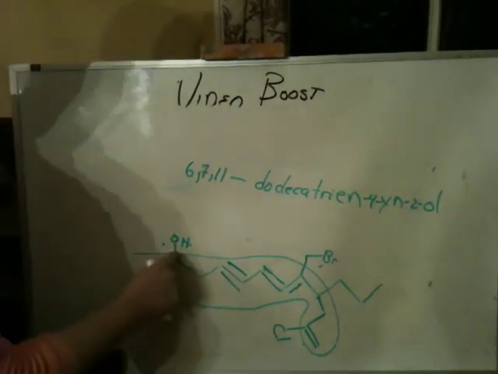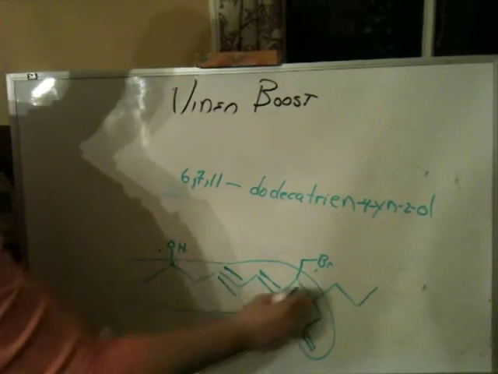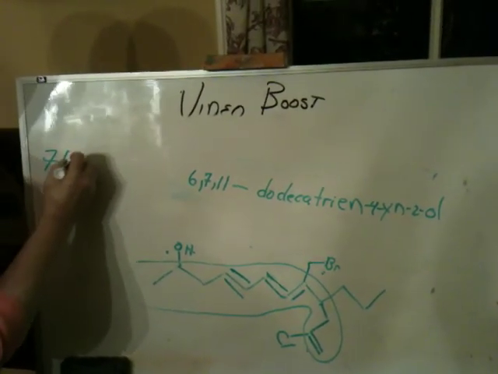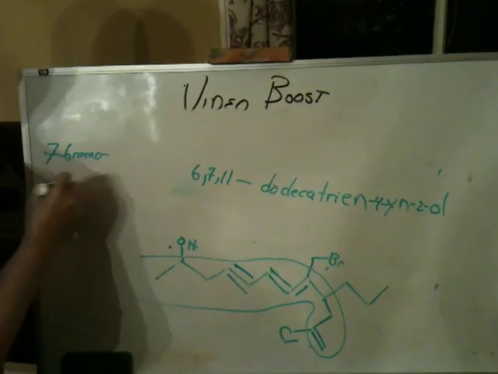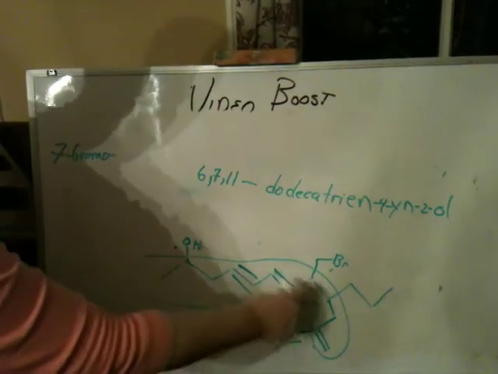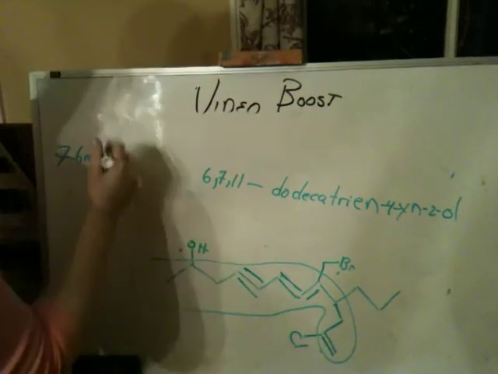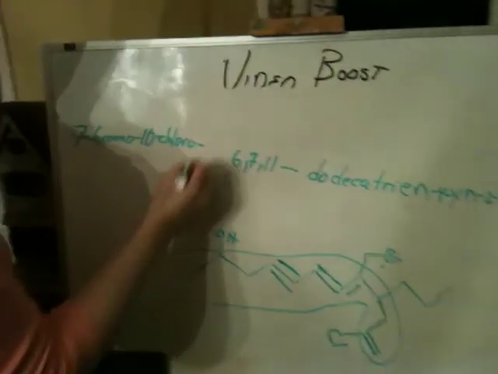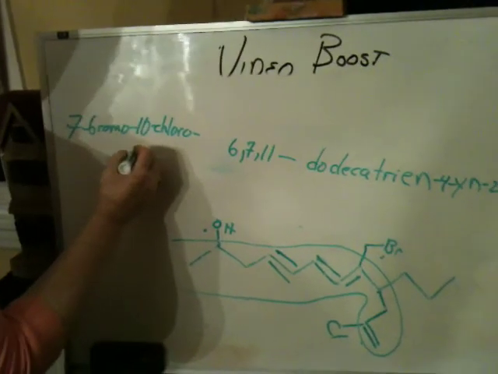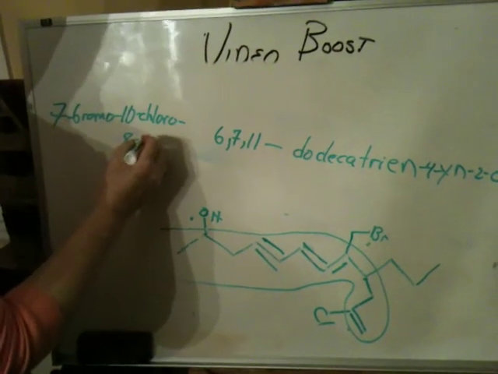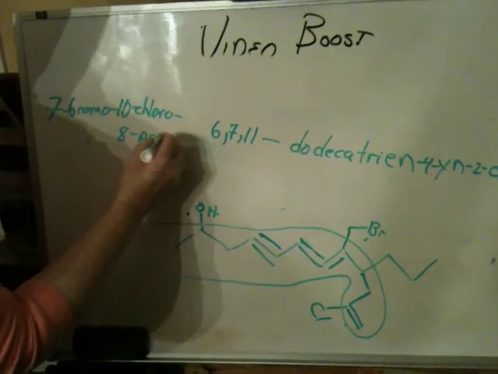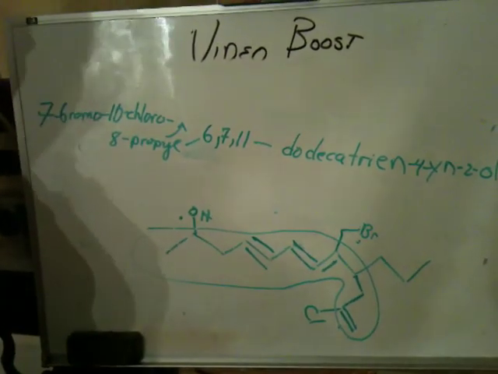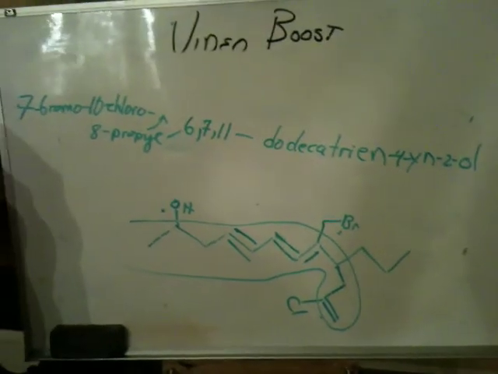Now the side chains become very simple, right? So it's 1, 2, 3, 4, 5, 6, 7, 8, 9, 7. So it's 7-bromo, 7, 8, 9, 10, 10-chloro, and then 8-propyl. All right, that goes in there. 6, 7, 11-dodecatriene-4-yne-2-ol.